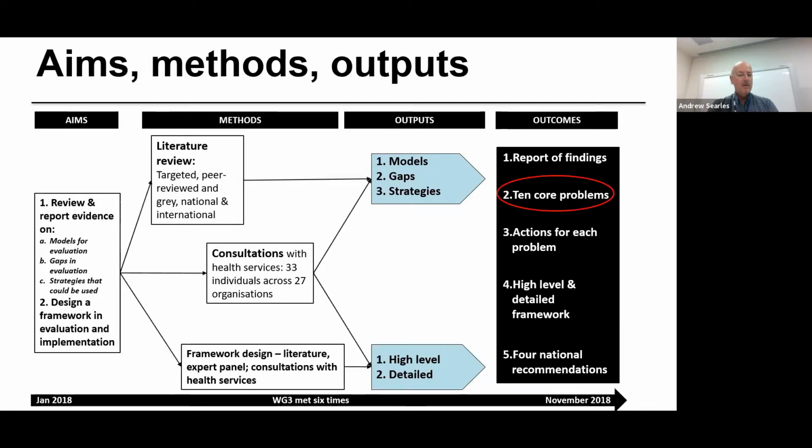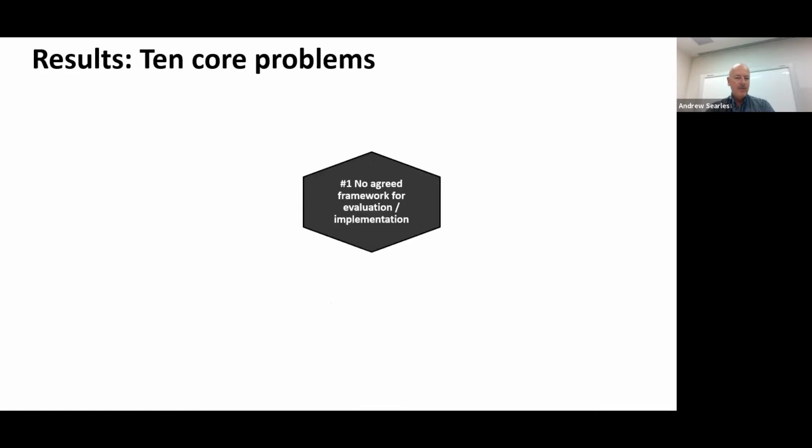In terms of what I'm going to present today, I'm going to identify the 10 core problems. I'm going to show you the high-level framework, and I'm going to reveal the 4 national recommendations that came out of our project. So in terms of the 10 core problems, one of the core problems that came up through the consultations, but also in the literature, is that there is no agreed framework for evaluation or implementation in Australia.